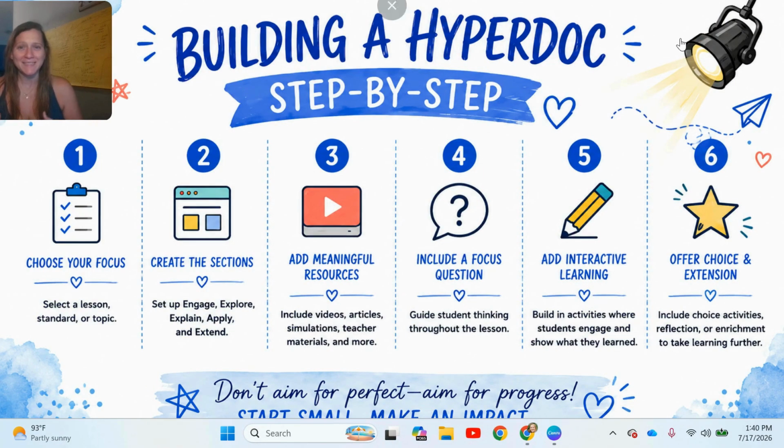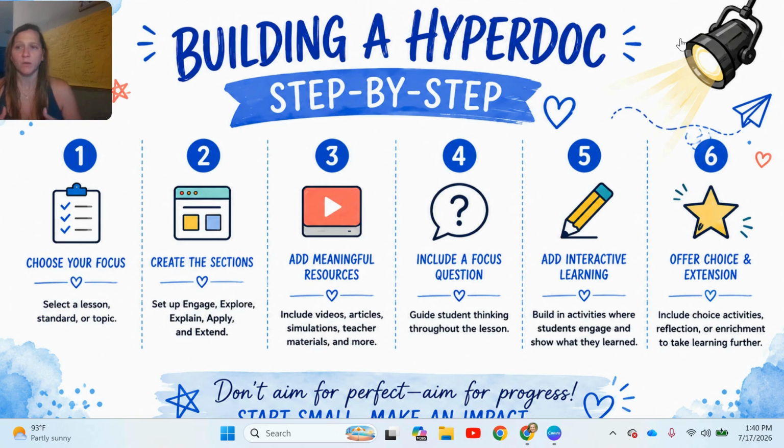There are 6 easy steps to building a HyperDoc. First, just like when you're lesson planning, you're going to choose your focus, your standard, your topic, or your lesson. Second, you're going to create your sections. I like to use the engage, explore, explain, and apply, and extend. Third, you're going to add any meaningful resources. This is videos, articles, things directly from your curriculum or from frameworks or even from CPOMs.